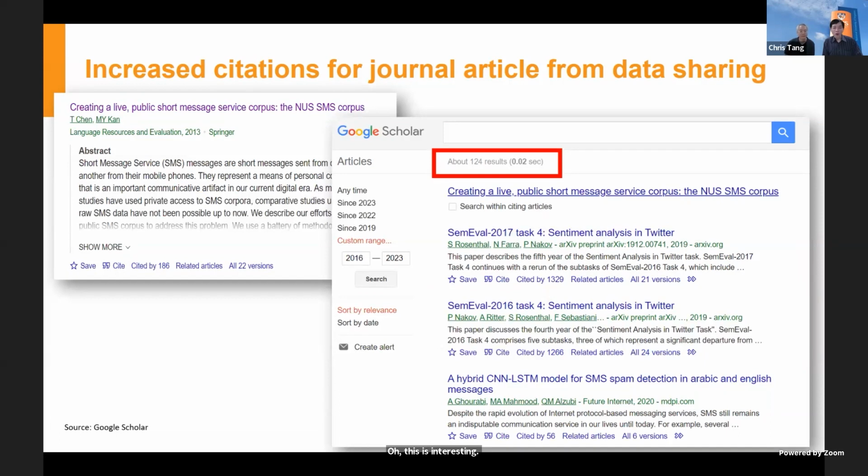Along with the reuse, we also noticed that, of course, there are increased citations for the journal article itself. According to Google Scholar, your original research article, Creating a Live Public Short Message Service Corpus, has been cited an additional 124 times since 2016 after the related dataset was released for open sharing in 2015. Do you think that the article's high citation numbers since have any relation to your dataset being openly shared on both Scholar Bank and on GitHub? Yeah, I think so. Definitely in my field, in computational linguistics, if you have a data set, you usually do want to share it out because that is one of the ways that we create impact.